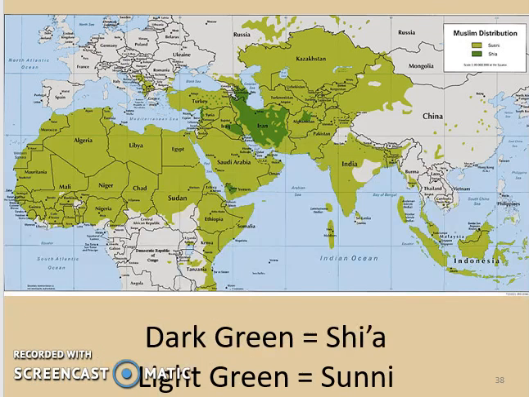So if you take a look here on this map, you can see the difference in terms of majority and minority. The lighter green are the Sunni, the majority that believe that a leader can be elected. The darker green is the Shia, and they believe that the leader must be a direct descendant of Muhammad or the final of the four rightly guided caliphs, Ali.